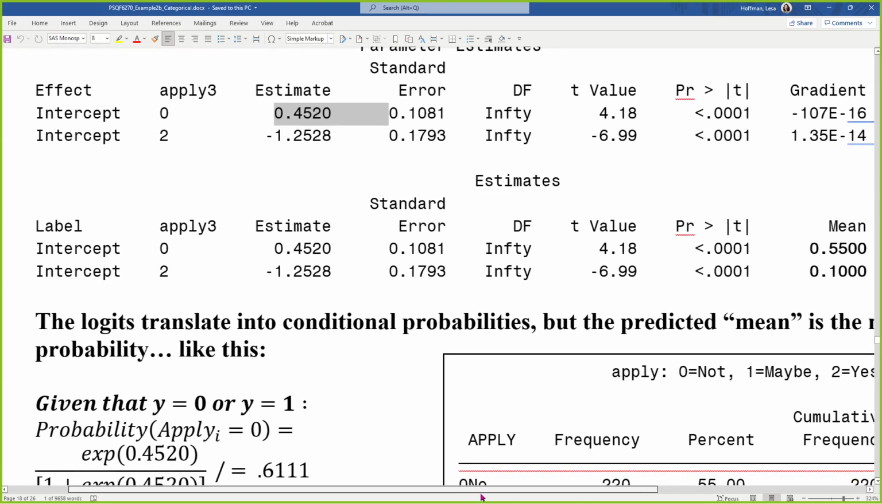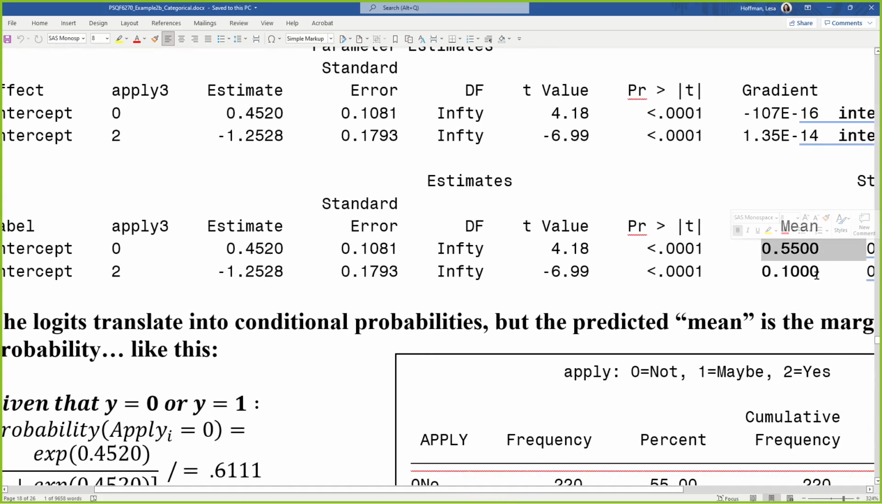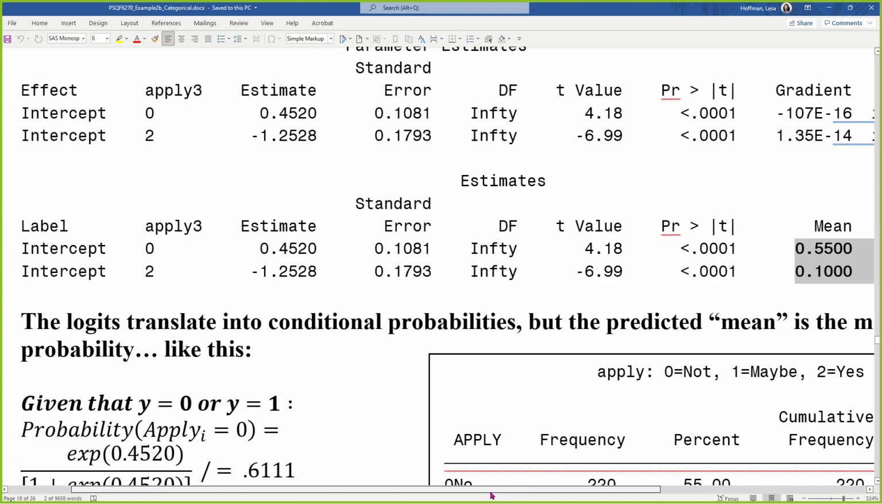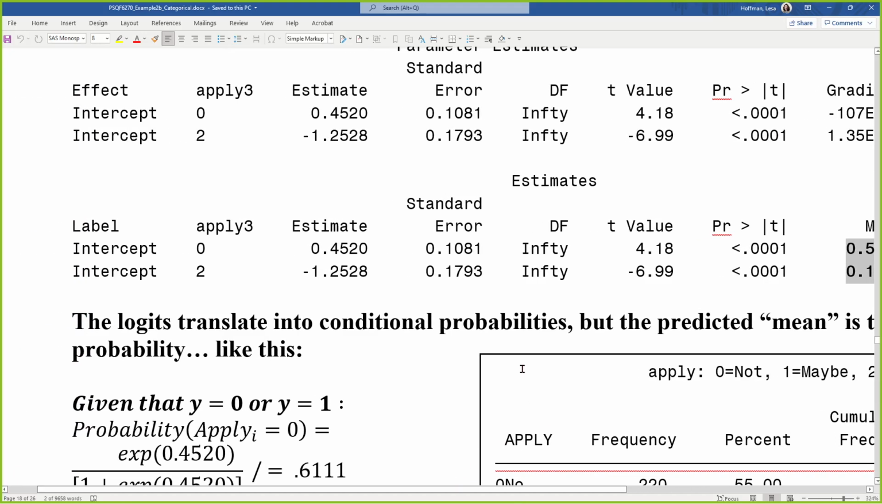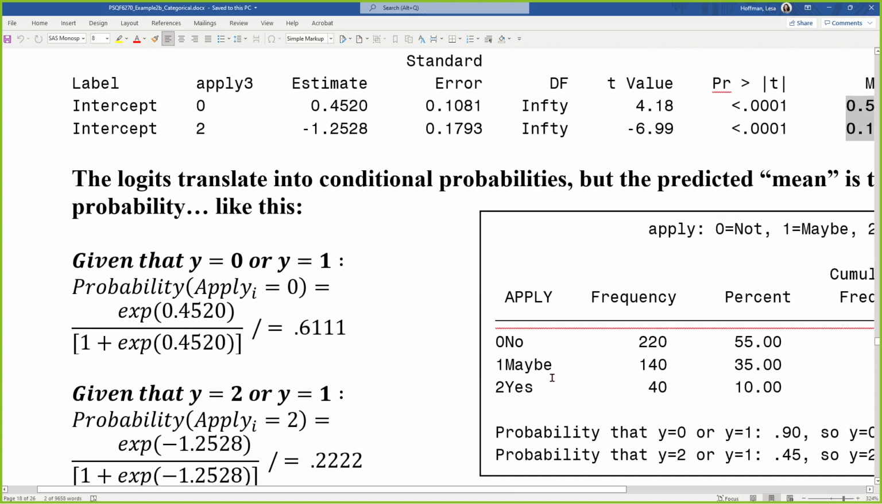And then if we go down to the probabilities here that are usually given by the inverse link function, they don't match. A logit of 0.45 does not correspond to a probability of 0.55. And a logit of minus 1.2 does not correspond to a probability of 0.1. So then the next logical question is, okay, so what the hell is that? Here is what it did. SAS tried to help you, but I find it confusing.